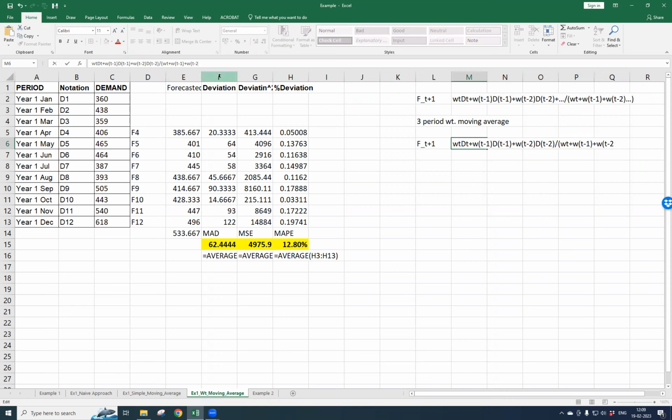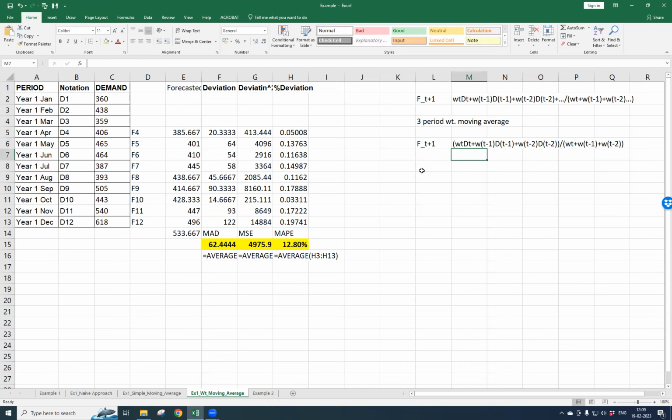Instead of just closing it over here, I only use 3-period weights. Now, as you go to a 4-period weighted moving average, instead of 3 items in your numerator, you will have 4 items. I'm just trying to make this a more exact formula. So this is how you are going to get it.